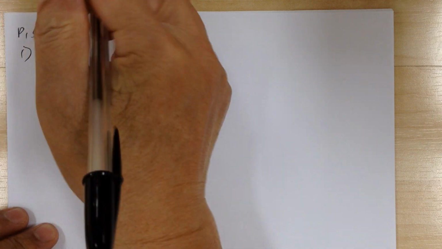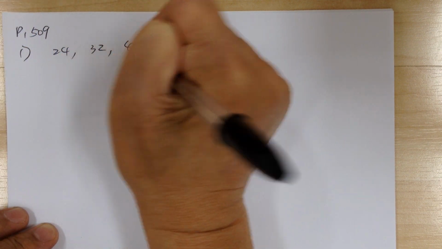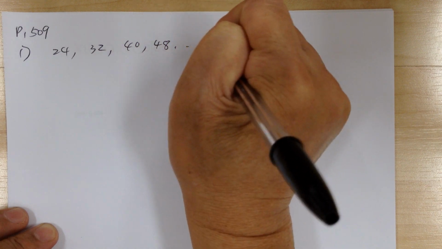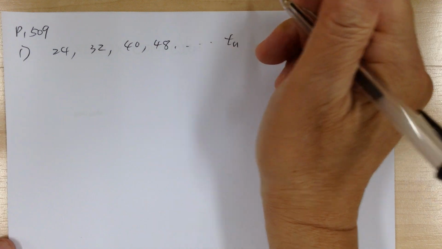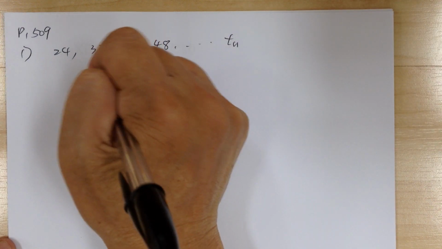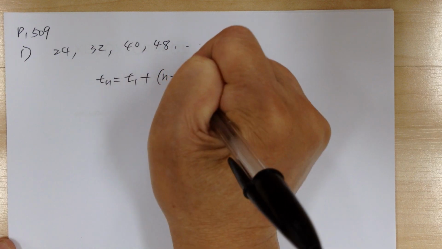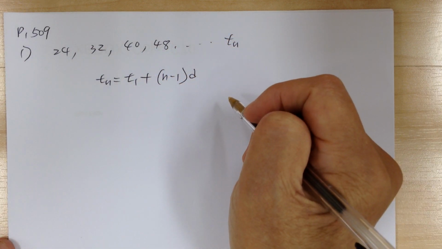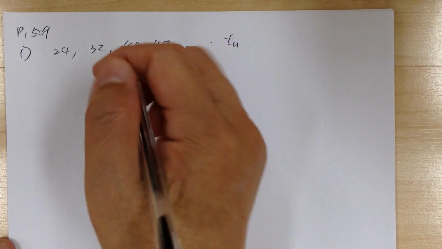Let's go to page 509 and start with number 1. You got 24, 32, 40, 48, dot, dot, dot. You're looking for the formula for T of n. For arithmetic, T of n equals T1 plus n minus 1 times D. So that's your formula for arithmetic. T of n, that's what you're looking for.